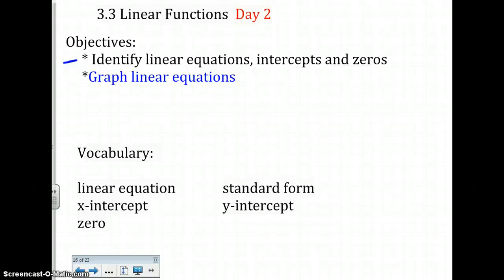So today in class we talked about identifying linear equations. We looked at intercepts and zeros, and that was your assignment today. The lesson as we get ready for tomorrow is to graph linear equations. We did this a little bit last year. We'll definitely delve into it more this year. Tomorrow is a great day to bring graph paper for the assignment.